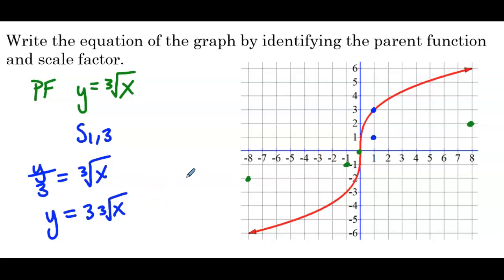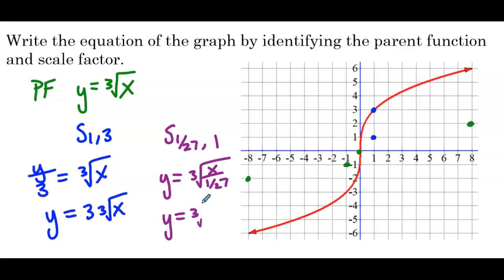Now again, we can also think of it as a horizontal scaling. I would take this point 1, 3 and compare it to the point to the right of it, which, let's see, what x value is a cube root of 3? So that would be 27. So thought of horizontally, it would be a scaling of 1/27, 1. So you'd have y equals the cube root of x over 1/27. Y equals the cube root of 27x.